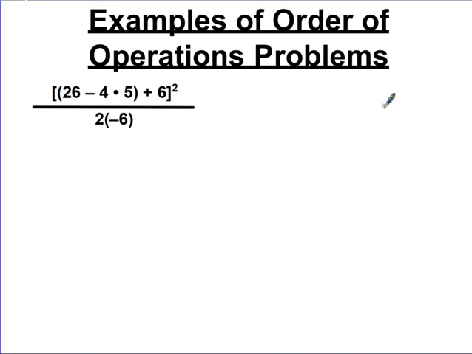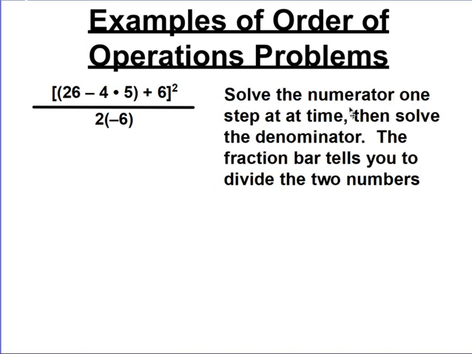Next one. This one has a bunch of grouping symbols in it. What we remember from the table is that a fraction bar is a grouping symbol. Parentheses are grouping symbols. And this also has brackets. So the first thing we have to do is solve the numerator and the denominator independently of each other. After we do that, the division, that's what the fraction bar shows, is going to happen last. So let's solve the numerator first. So we have to solve the numerator one step at a time, then solve the denominator. The fraction bar tells you to divide the two numbers when you are finished with each part.